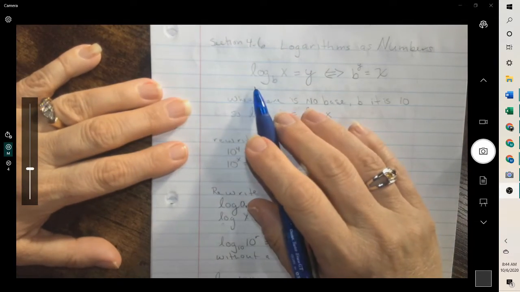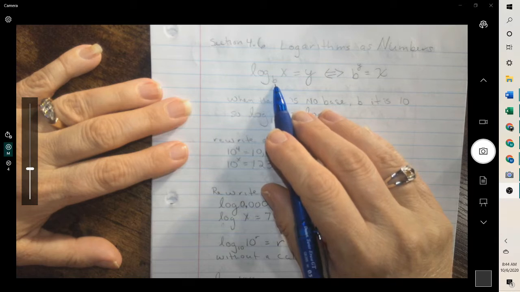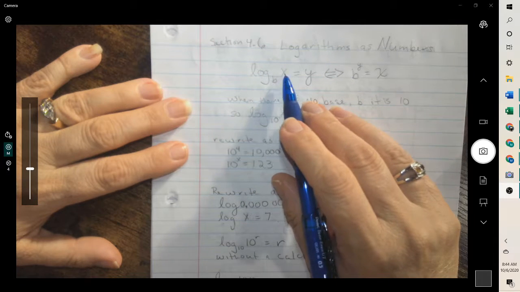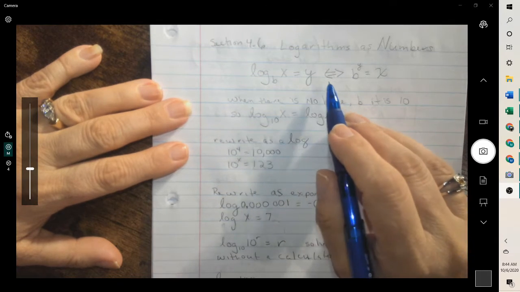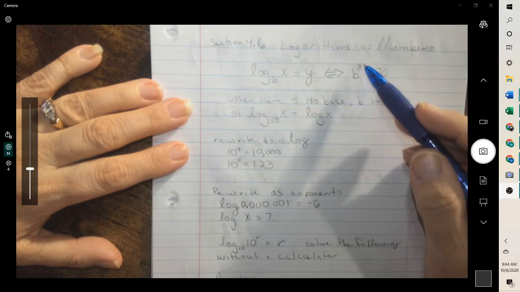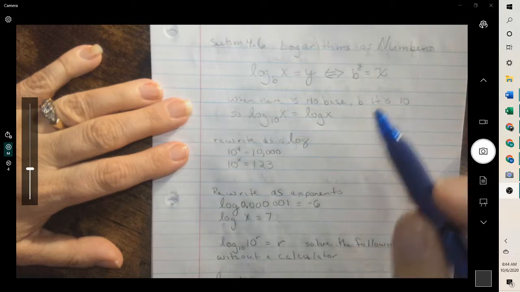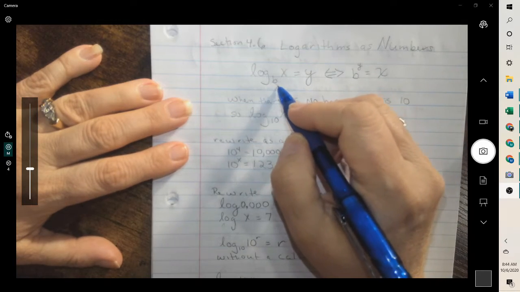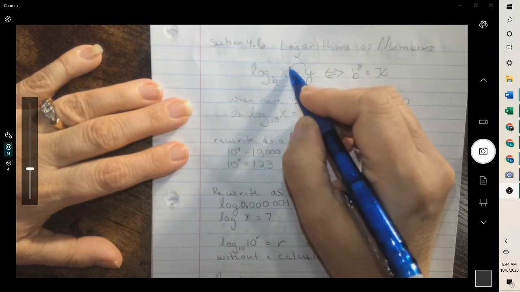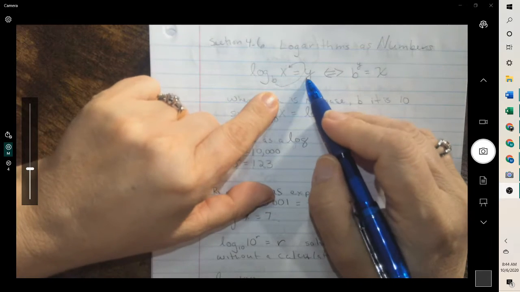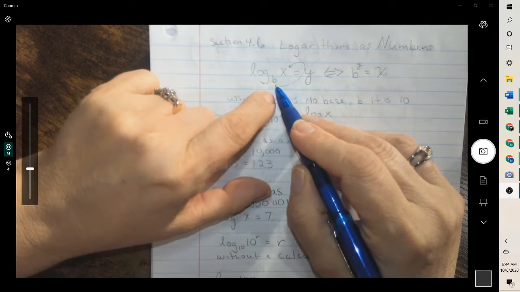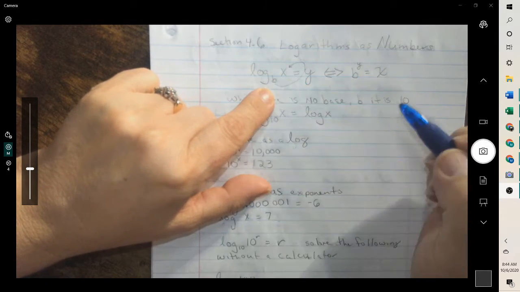And when you're working with a log, it has a base. So log base b of x equals y can be rewritten as b to the y equals x. Now, one way of remembering: start with your base and loop around. So b to the y equals x.